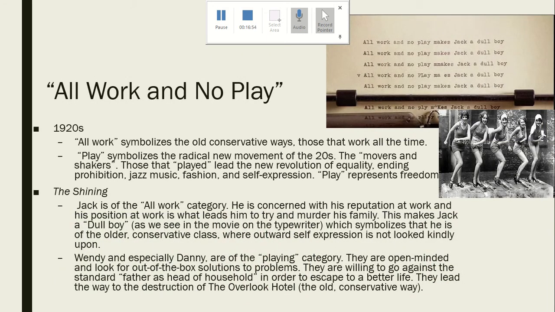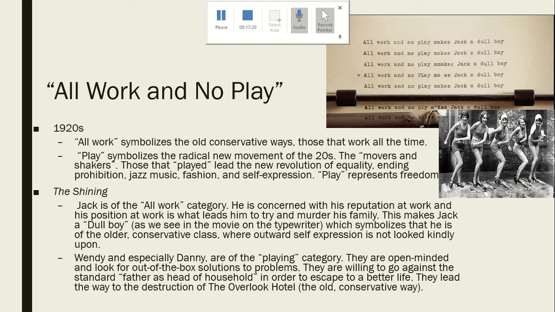Next is a little explanation of the line, all work and no play, which my dad quotes a lot. That's probably his favorite quote from the entire movie, and I'll come down in the kitchen. He's just, all work and no play, all the time. In 1920s terms, all work symbolizes the old conservative ways and those that work all the time. No self-expression, it's always all business, it's always serious. And Jack falls into this category like I explained earlier in the character roles.